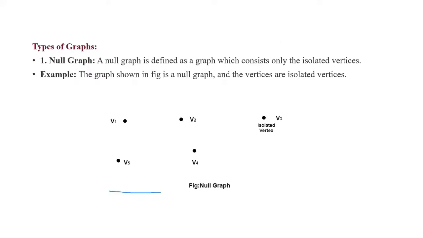So for example, see here, this V1 whose degree is 0, this V2 whose degree is 0, this V4 whose degree is 0, here V5 whose degree is 0, again V3 whose degree is 0. So this is nothing but the null graph, which consists of only isolated vertices, that is, vertices whose degrees are 0.